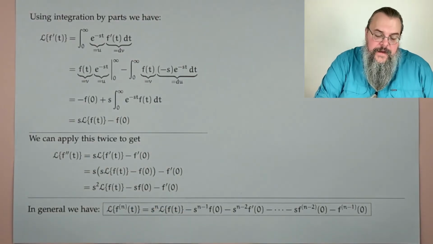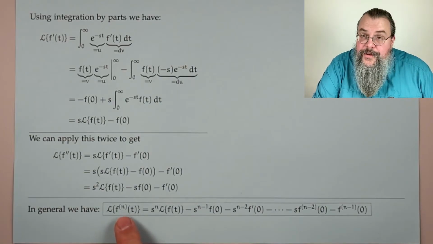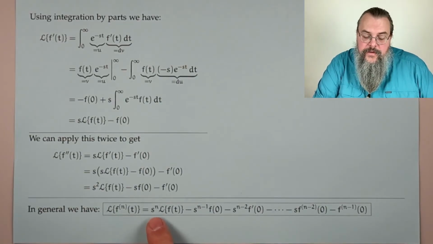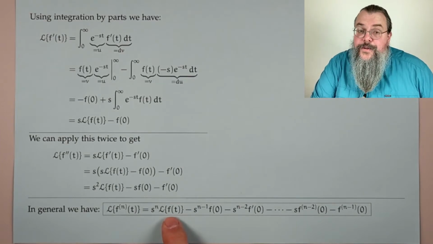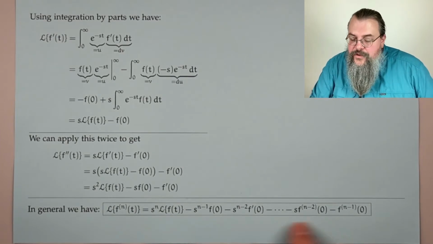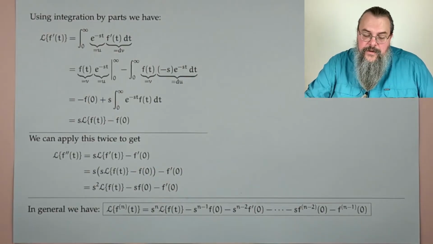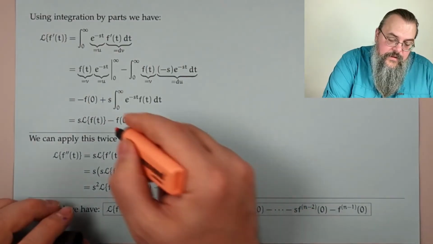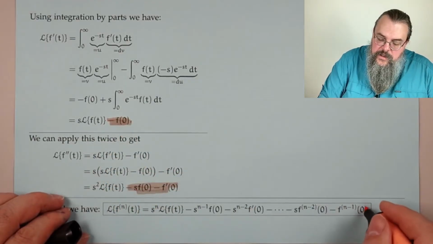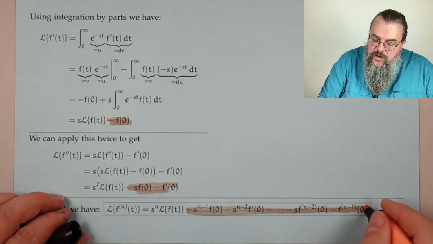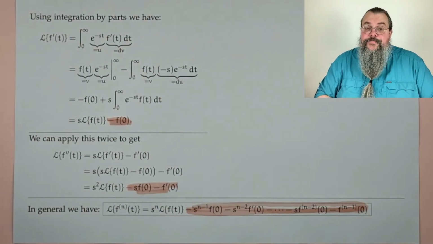And in general, if we're looking at the nth derivative, we'll have s to the power n times the Laplace transform as if there was no derivative, and then extra stuff. Now, I just want to point out, what are these things? What do we see here? Well, these extra pieces all have something in common.